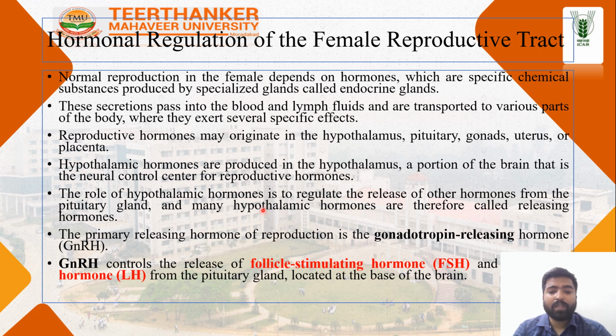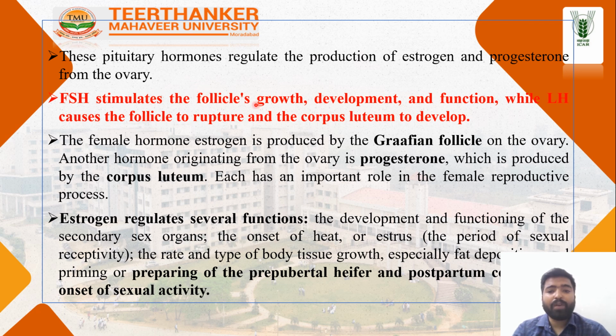The primary releasing hormone is gonadotropin releasing hormone, GnRH in short form. GnRH helps release follicle stimulating hormone and luteinizing hormone. These pituitary hormones regulate the production of estrogen and progesterone from the ovary. FSH stimulates follicle growth, development and function, and LH, luteinizing hormone, causes the follicle to rupture and the corpus luteum to develop. Why, after artificial insemination or natural fertilization, does the cow not come into heat? Because of the development of the corpus luteum. The corpus luteum inhibits the estrous cycle when it develops properly.